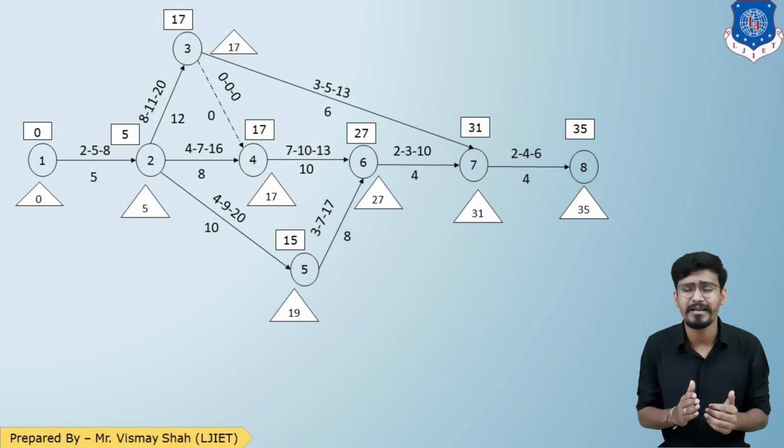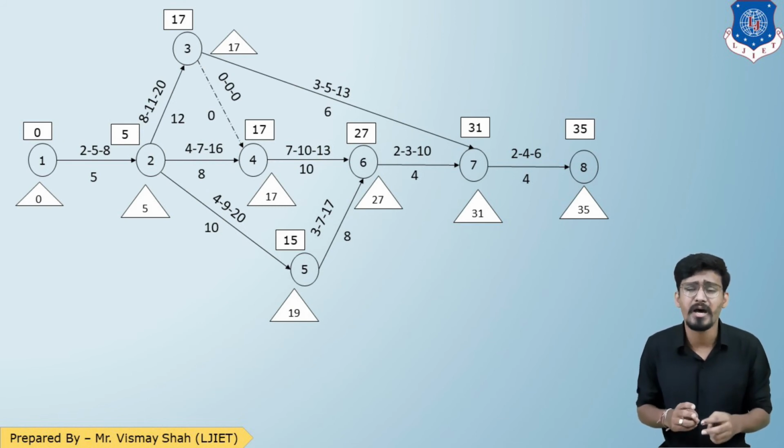Now coming to event number 5. 27 minus 8, 19. Now coming to event number 4. 6 to 4, 27 minus 10, 17. Now coming to event number 3, there are two options, 4 to 3 and 7 to 3. So if I go from 7 to 3, 31 minus 6, 25. 17 minus 0, 17.